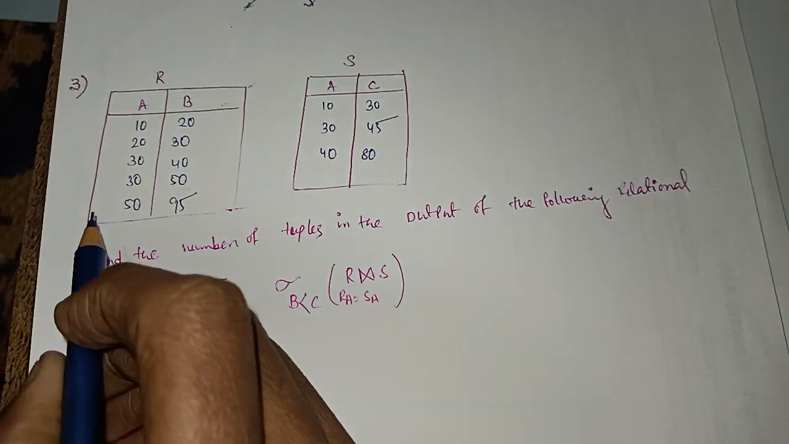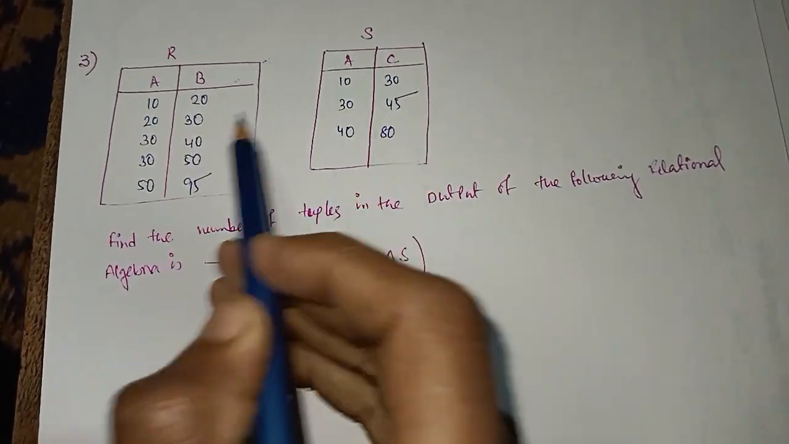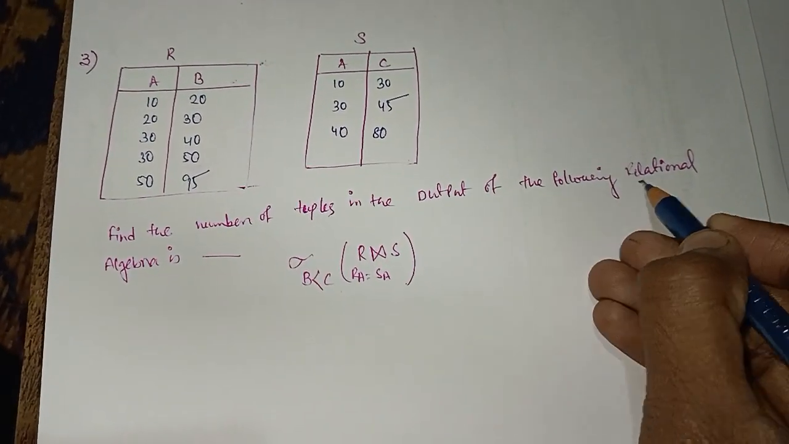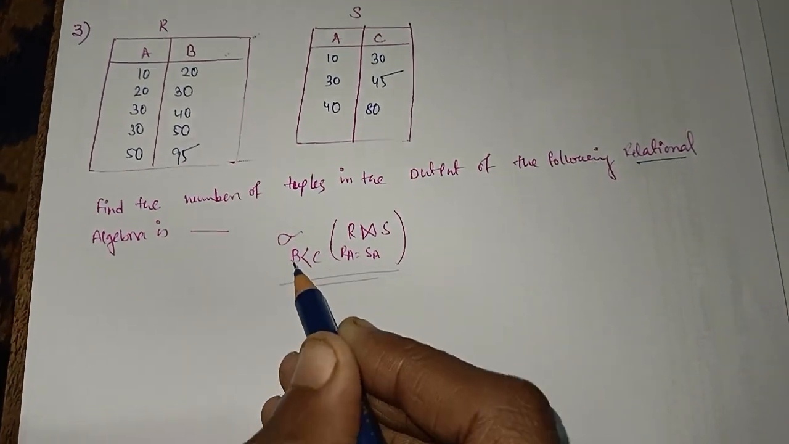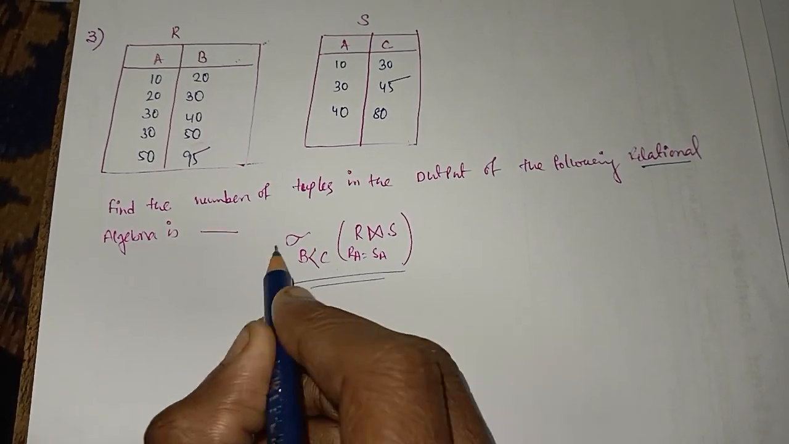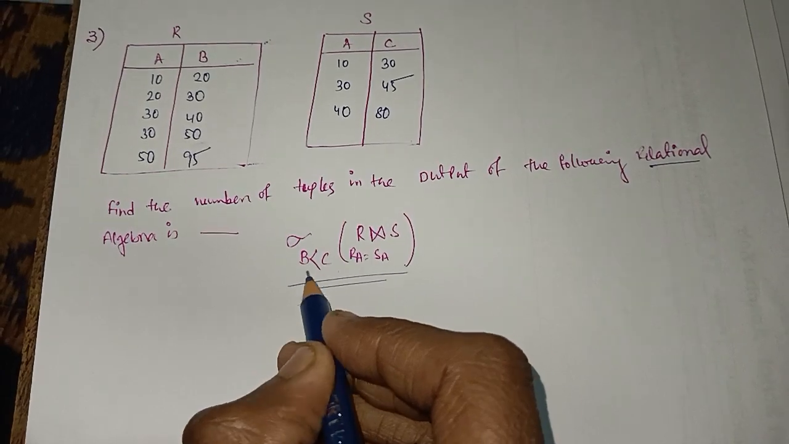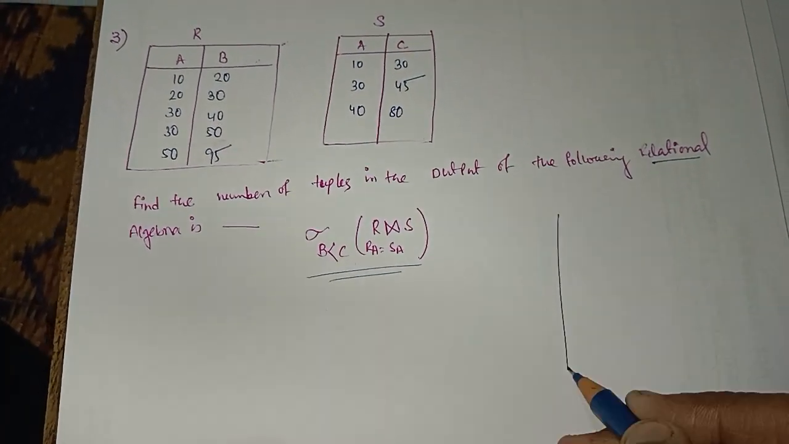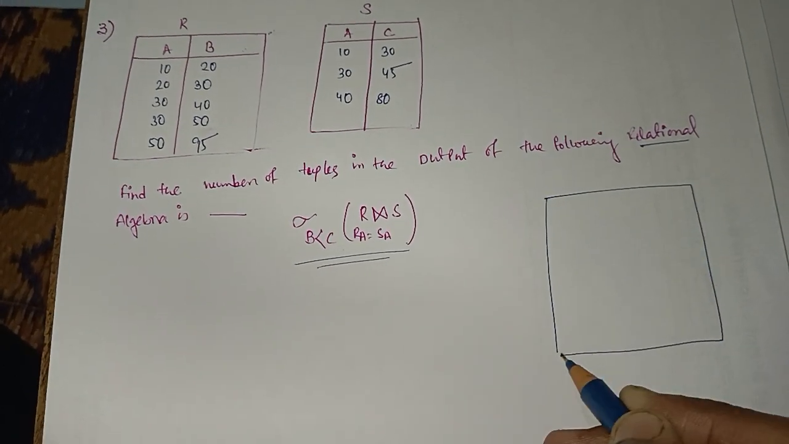Now we come to a relational algebra question. Two tables are given. We have to find the number of tuples in the output of the following relational algebra expression: R joined with S on A, and we have to apply the condition B is less than C. Here the tables are given, and if we apply the join, we get the resulting table.